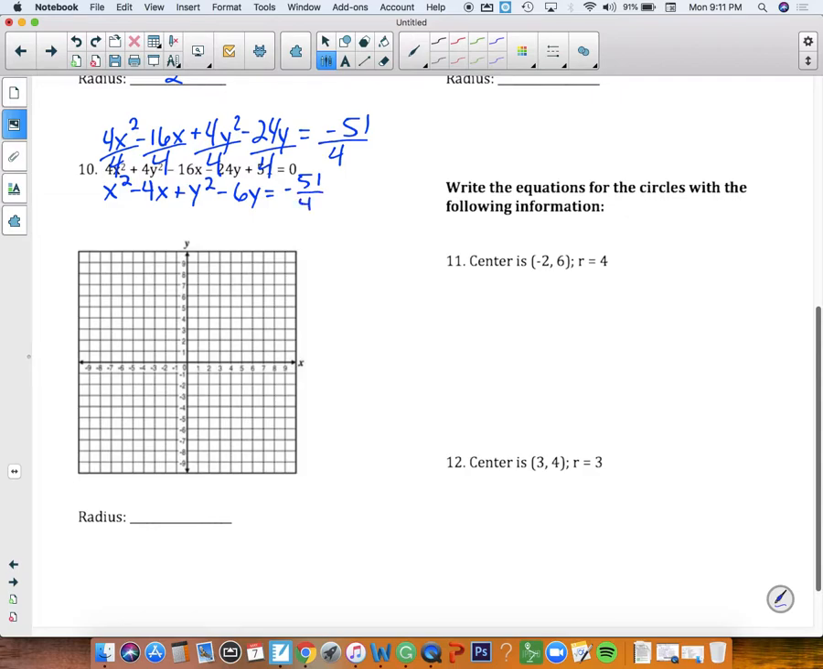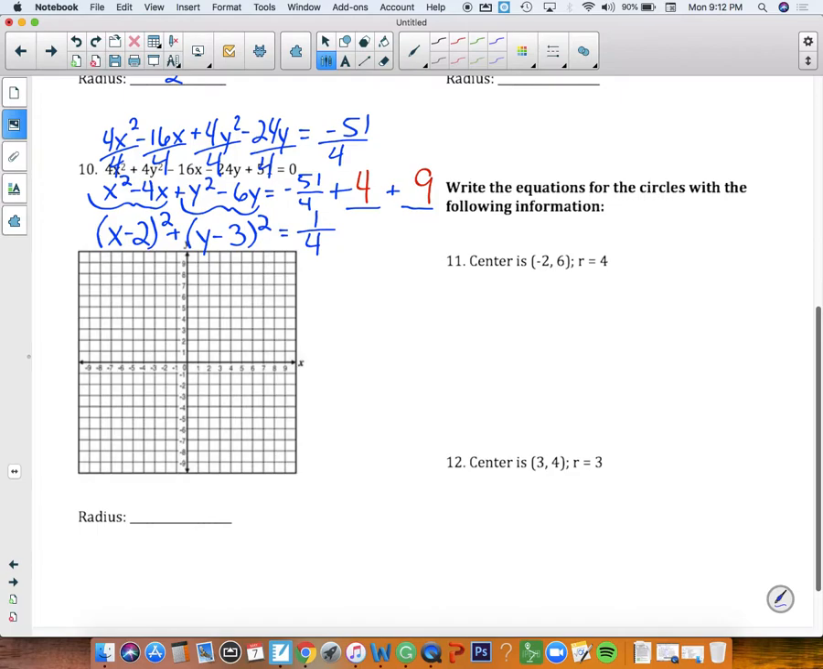Okay, so then we completed the square with that part, and then we completed the square with that part, and we know we're going to have to add something twice over here because we're completing the square twice. So the one on the left turns into (x minus 2) squared, so that gives me a plus 4 because 2 squared is 4. And then the second one gives me a (y minus 3) squared, so that gives me a plus 9 over there, because 3 squared is 9. So you can throw that in your calculator, the negative 51/4 plus 4 plus 9, it'll give you 1/4.